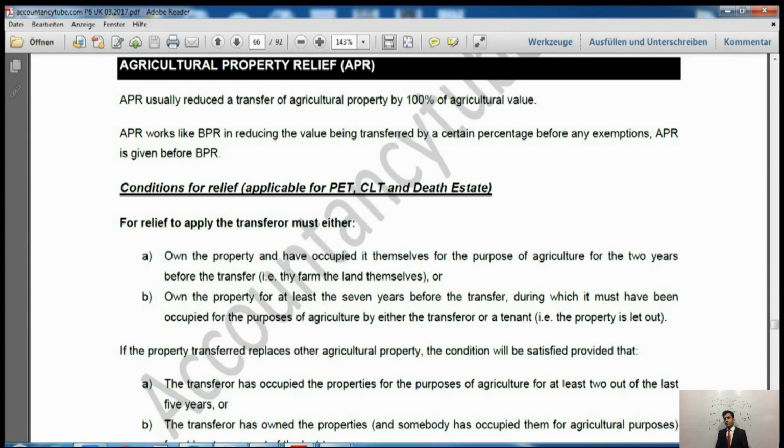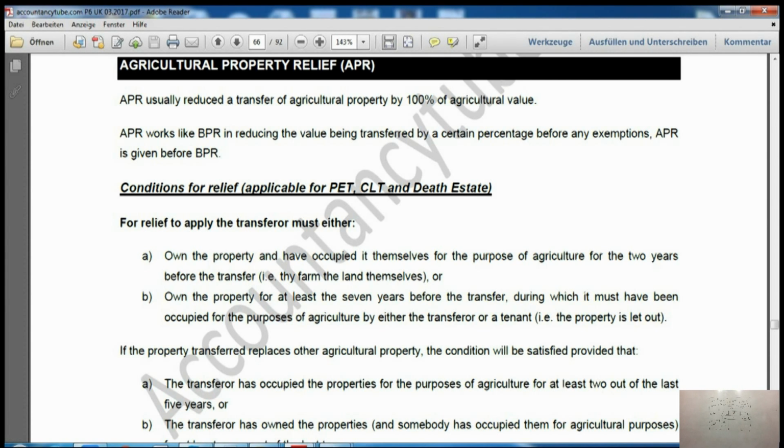So say for example, if you own the property and you used it for agricultural purposes, it was your land and you were using it, then in this case you must have owned it for 2 years. Now if you owned it but you have let someone else use it for agricultural purposes, then in this case the minimum ownership is 7 years, and then you will get the agricultural property relief. Alright? So these were some conditions for agricultural property relief.